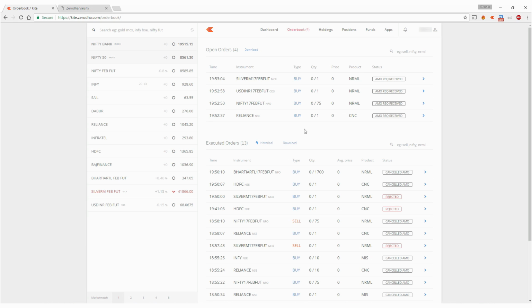AMO is essentially a bulk order that gets collected and then sent to the exchange when the market opens, and this goes in a queue and might take more time to execute than placing a normal order.